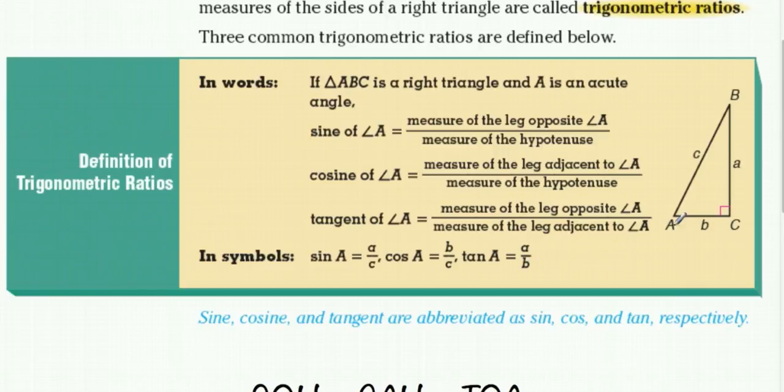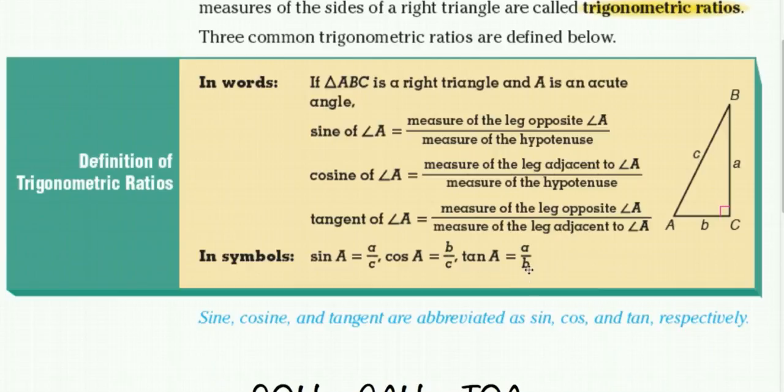Notice that the names of the angles, the letters of the triangle, are in capital letters, and the sides are in lowercase letters. Okay, the name of the angle is in capital, the name of the sides are in lowercase letters. So take note of that so you won't get confused. Okay, so what do we know? Sine, cosine, and tangent are abbreviated as sin, cos, and tan respectively.